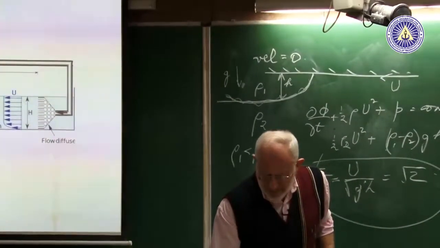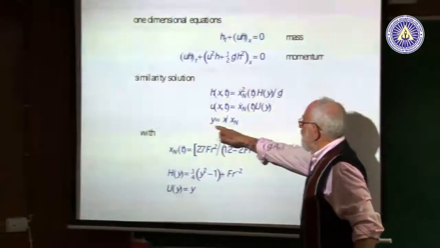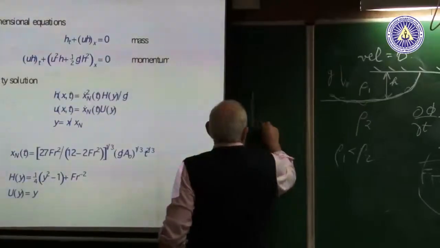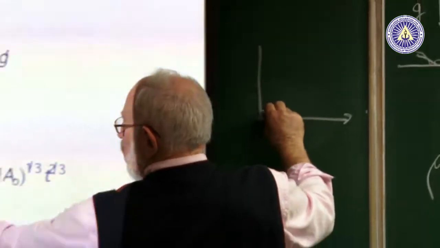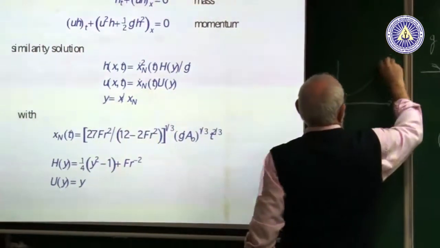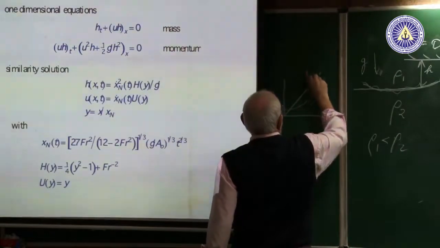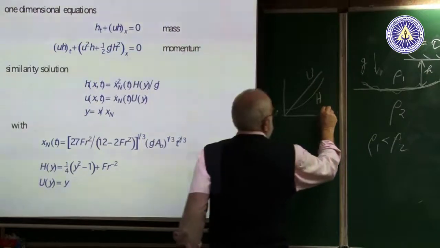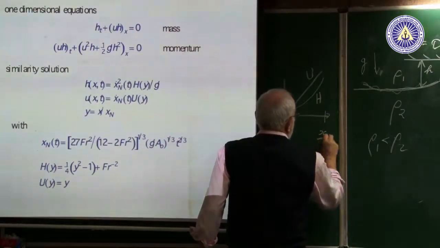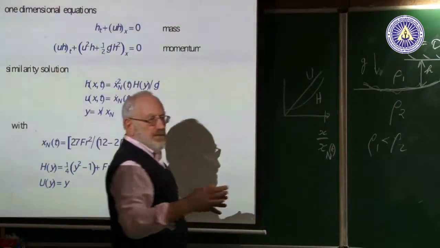And I think I included a graph, didn't I? No, I didn't. What is y? Y is this non-dimensional x over xn. So what we're saying is that h, which starts at a value, looks like this. So it's definitely not a box model, and the velocity looks like this. So this is the velocity, this is the height, and this is x over xn. And xn, of course, is a function of time.